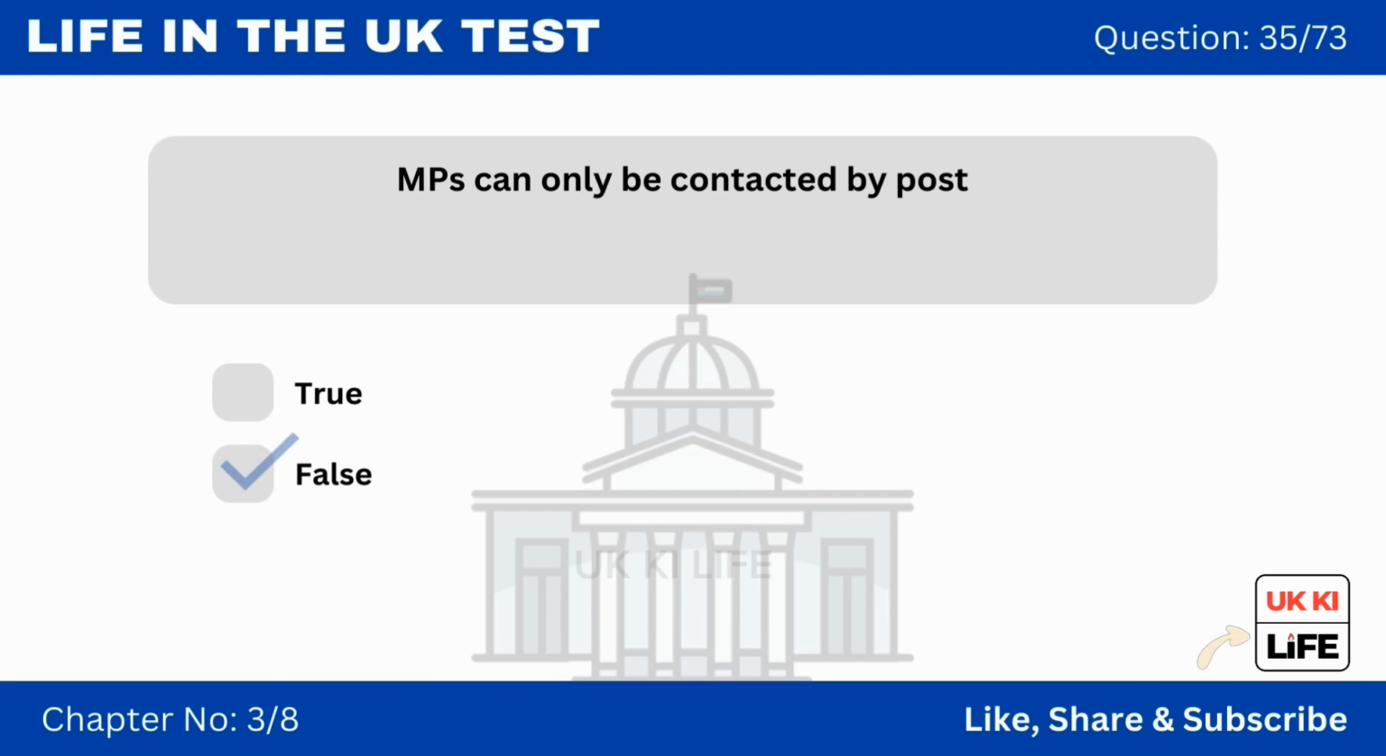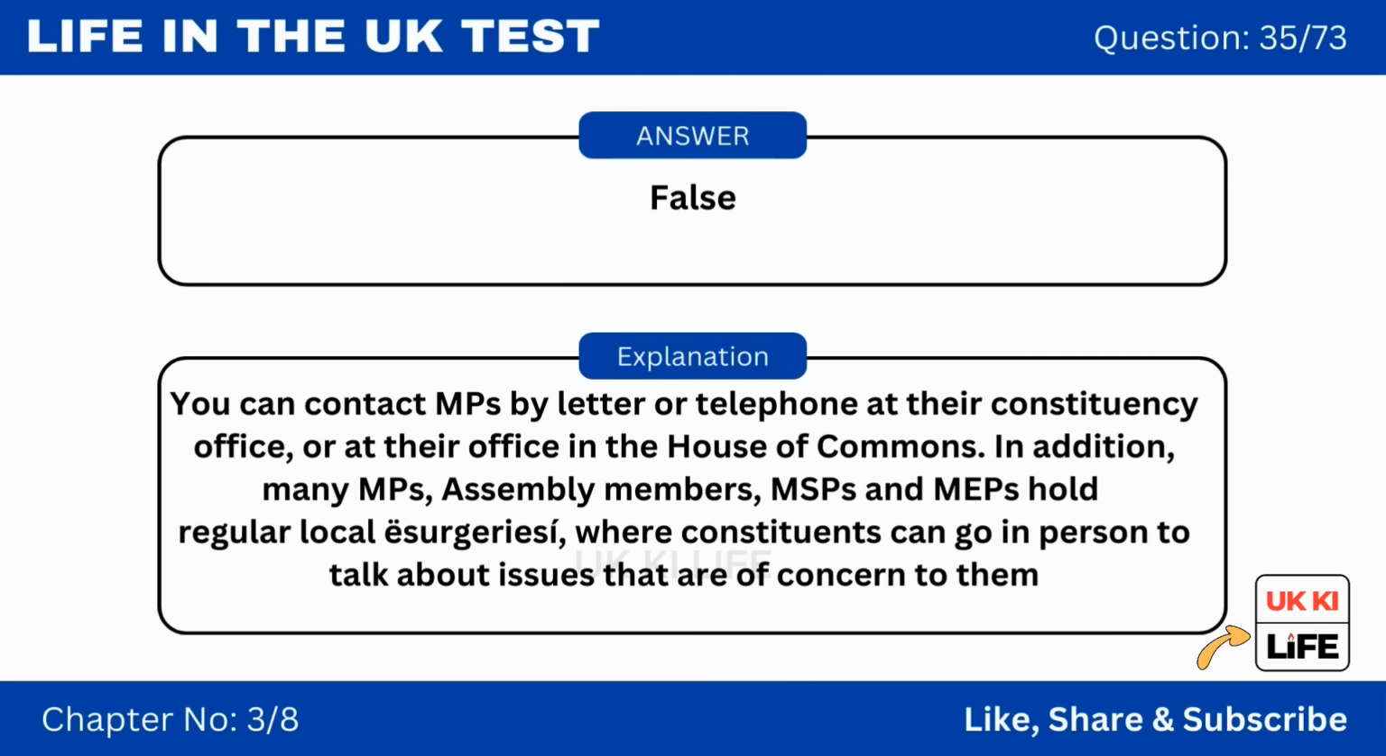The correct option is B. Explanation. You can contact MPs by letter or telephone at their constituency office, or at their office in the House of Commons. In addition, many MPs, Assembly members, MSPs and MEPs hold regular local surgeries, where constituents can go in person to talk about issues that are of concern to them.